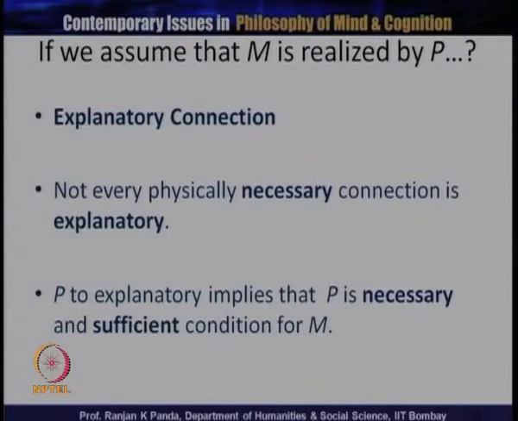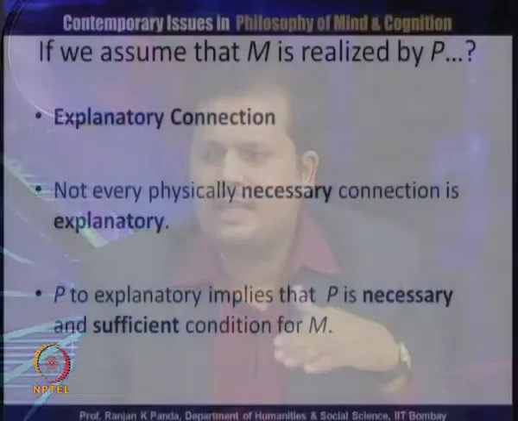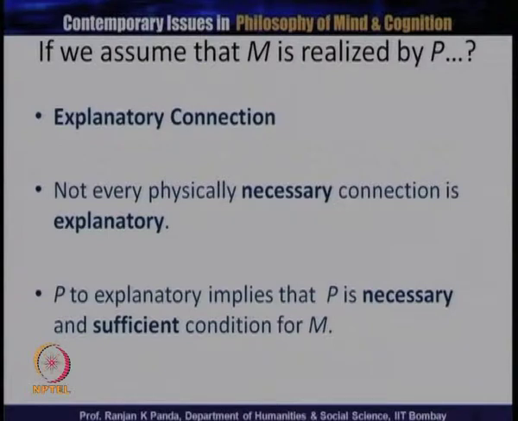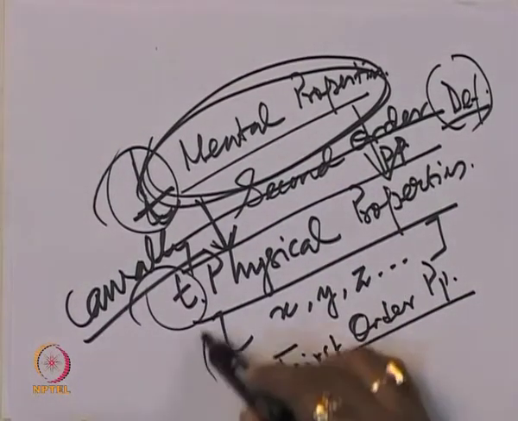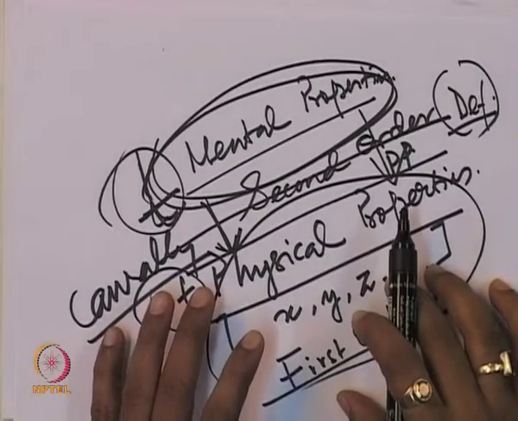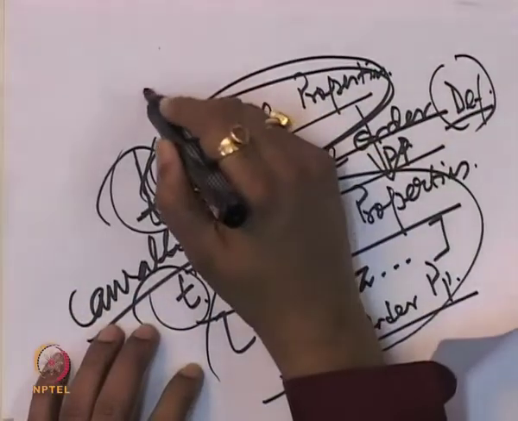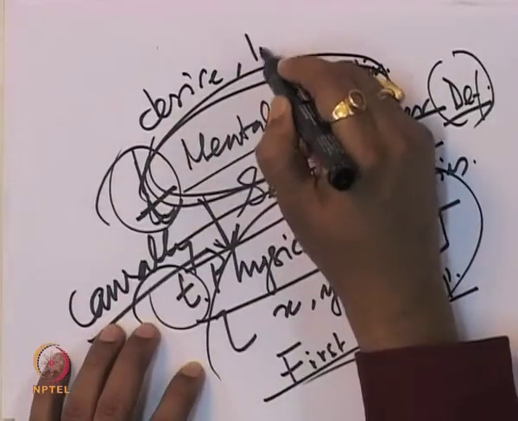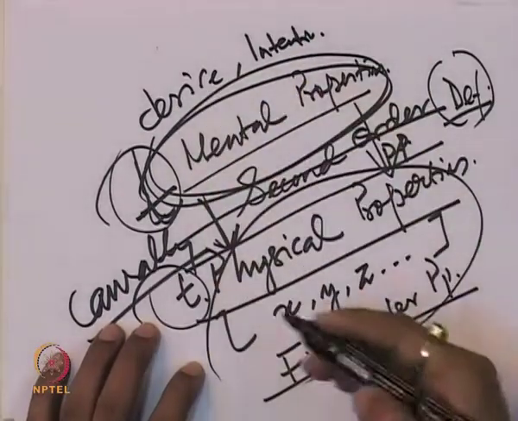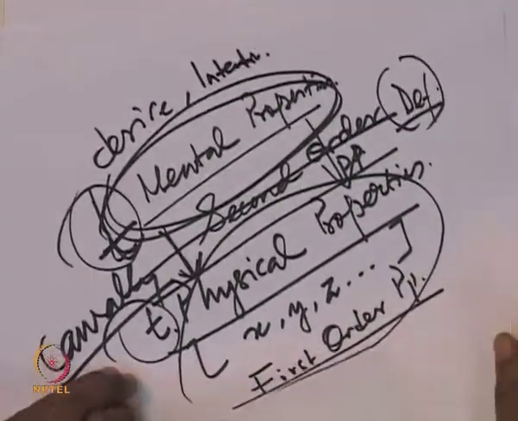But then Kim also goes further to talk about what happens to these mental properties. Kim says mental properties are explained by these first order physical properties. Therefore, this kind of correlation could be defined as an explanatory connection. Kim tries to show that these first order physical properties can explain the mental properties, say for example, desire, intention, etcetera. Those mental states can be explained. So, there is a kind of explanatory connection.